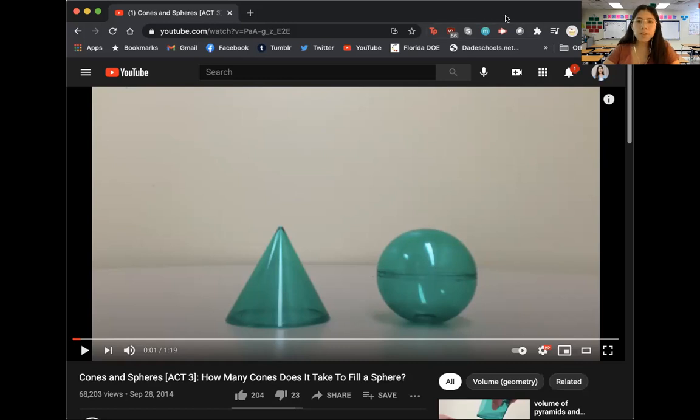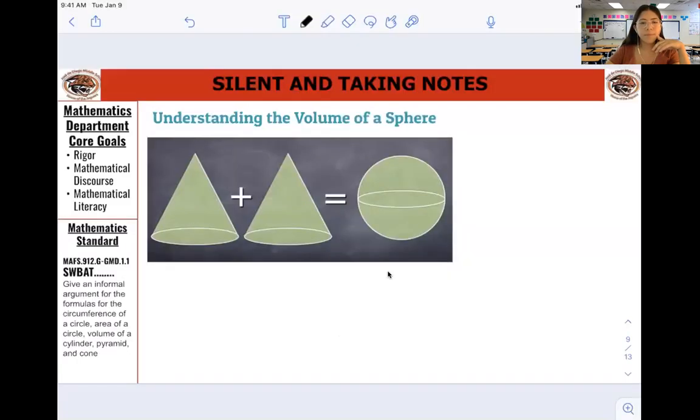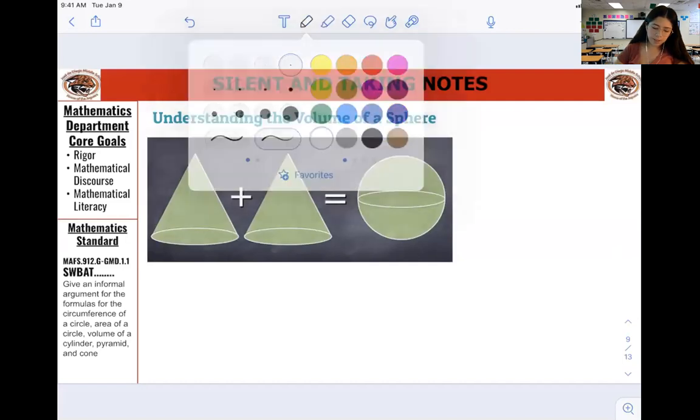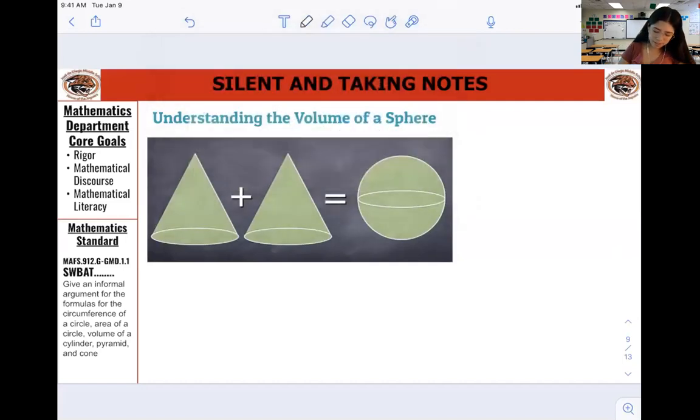Okay, so let's see what that does mathematically. So we said, all right, 2 cones equal 1 sphere. Jalen, you can call it that if you want, but just remember what it's actually called.